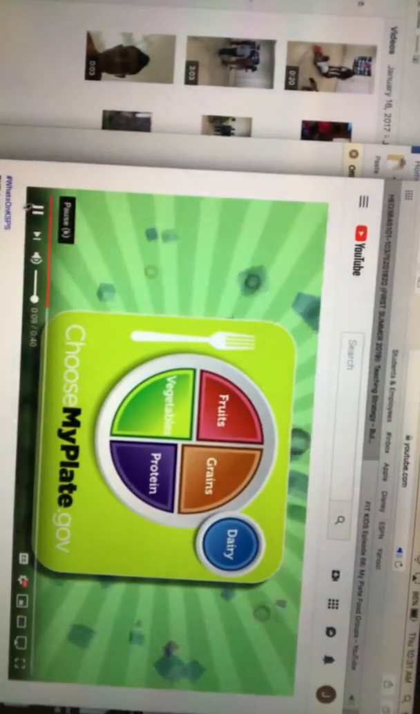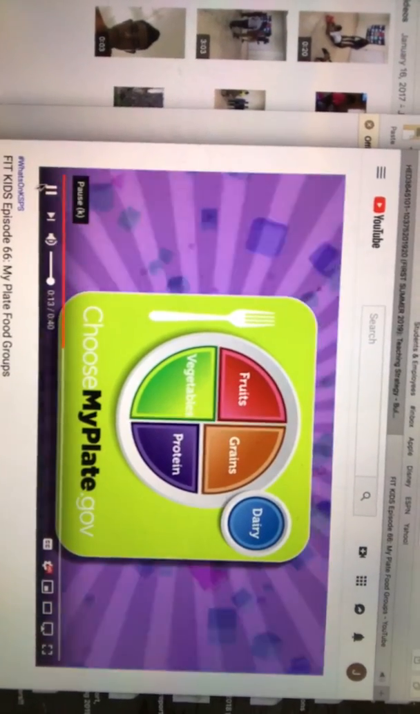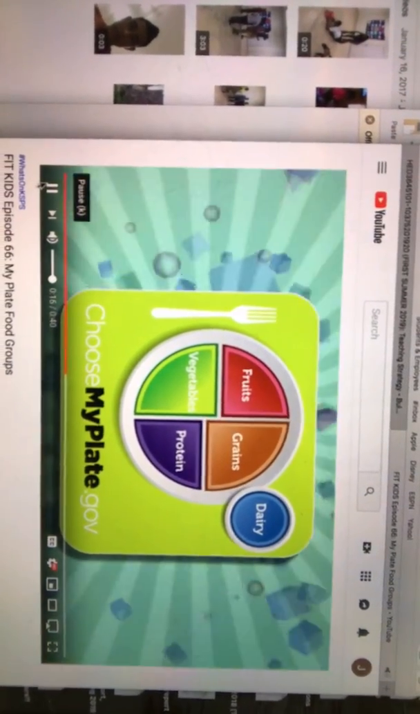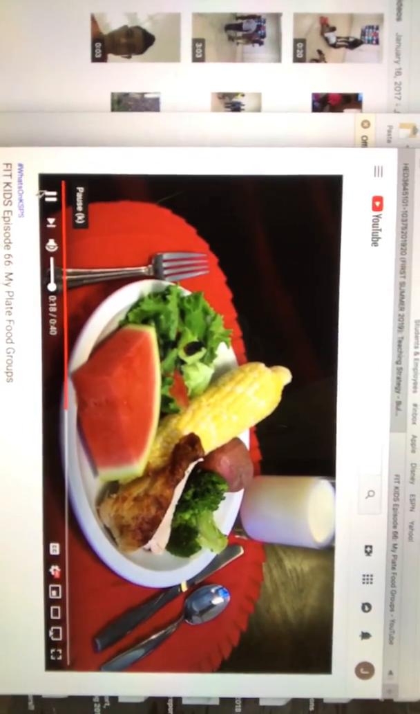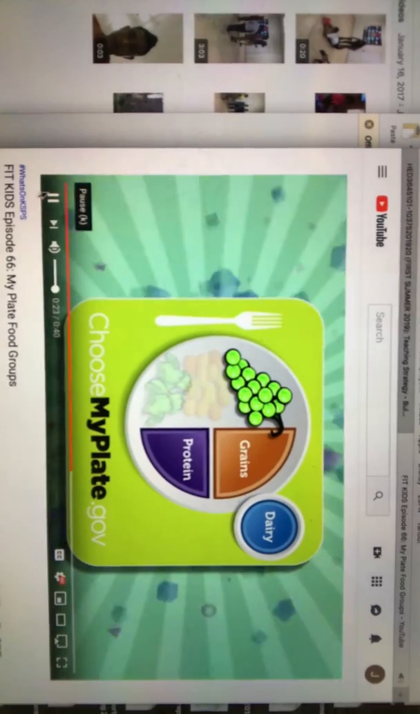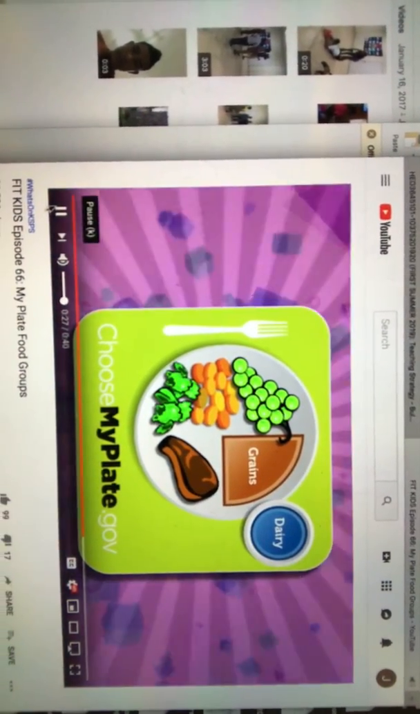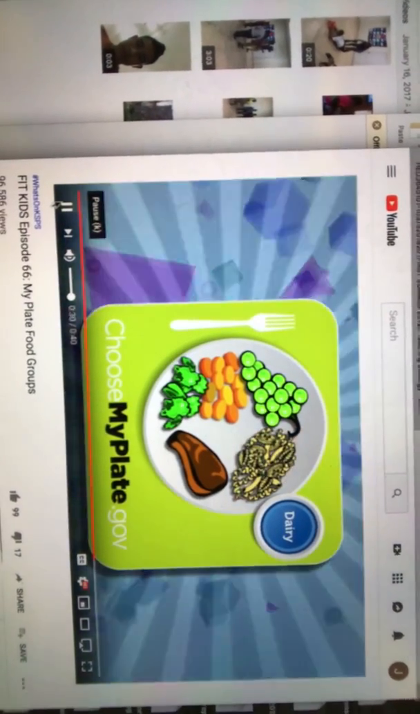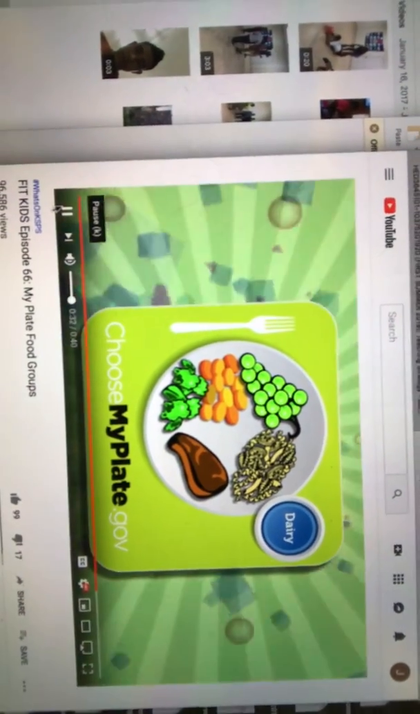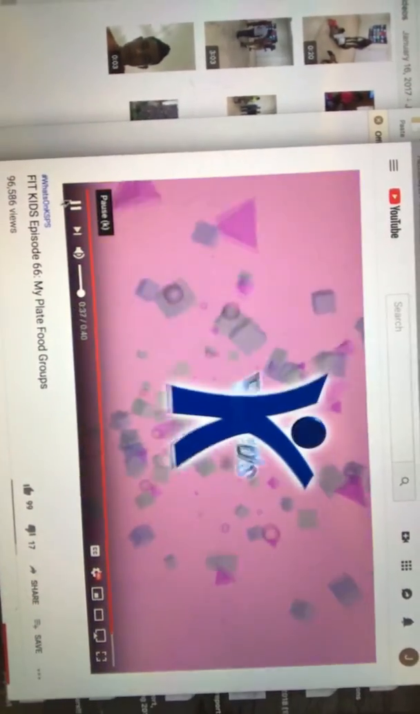Sometimes it's hard to know what to eat to be healthy. MyPlate is a simple guide to help us out. Notice the 5 food groups: fruits, vegetables, proteins, grains, and dairy. Our plate at home should look similar to the My Plate guide. Notice how half the plate is full of fruits and vegetables. A smaller portion contains protein, like lean meat or fish. There's also grains, like whole grain bread or pasta, and dairy, like milk, yogurt, or cheese. Follow the My Plate guide.